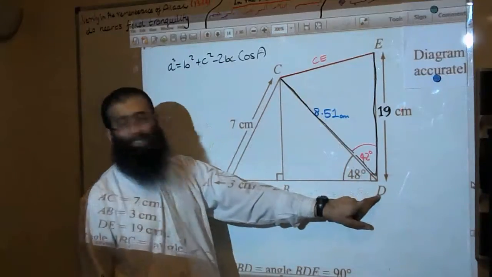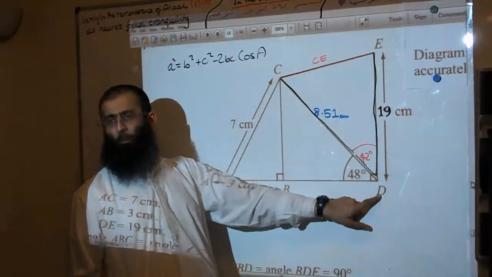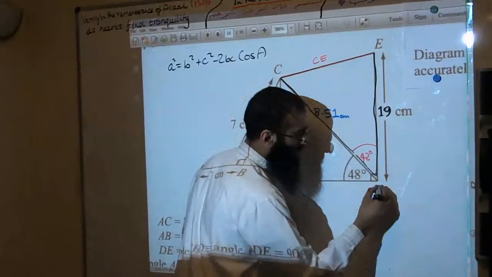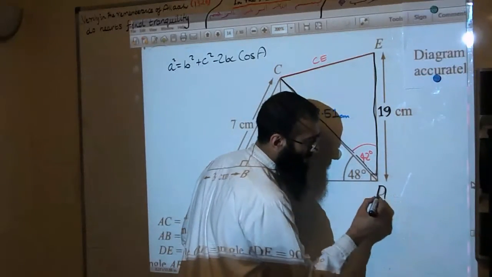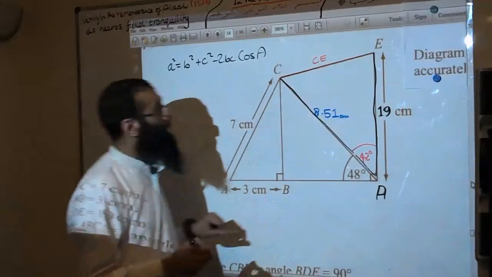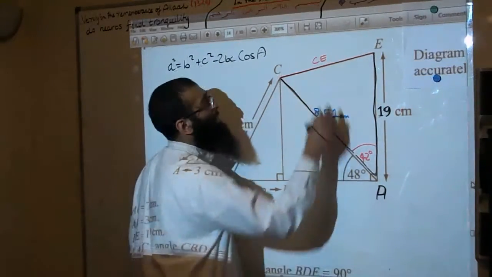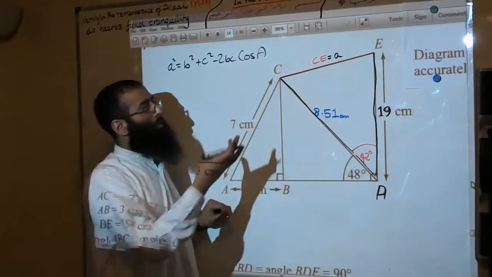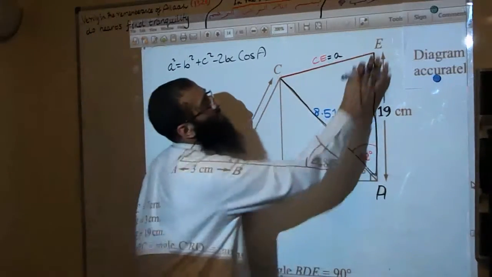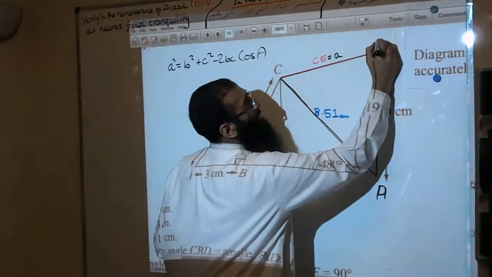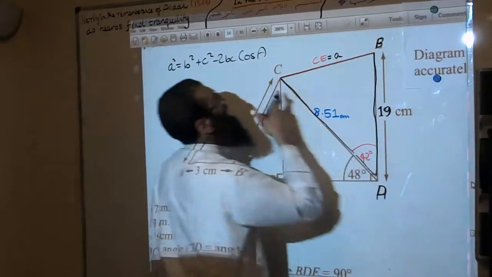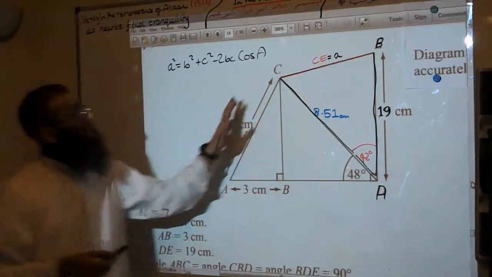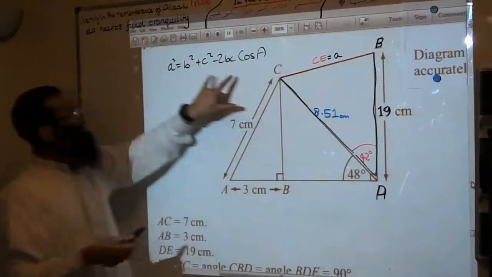Now, they've labeled it as D. Can we relabel it as A? Yes, let's do it. This D, I'm going to relabel it as A. Watch how I make it look like A. That wasn't hard. That's big A, and the CE is worth my little a, opposite A. The E becomes my B, because it's easy to do it. And the C stays as C. That's good. I've relabeled the diagram, so the diagram now matches my formula.